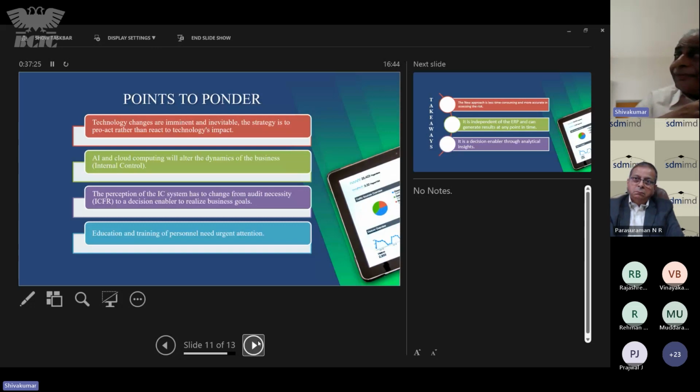Now, the strategy is to be proactive rather than react to technology's impact. Many of the systems, accounting systems and costing systems, or many of the support systems are not fully tuned with the technology impact that is taking place. So we should take into account the technology impact, and accordingly we have to change our internal control systems, and thereby the risk assessments. Then, now there is a lot of talk on artificial intelligence as well as cloud computing. The project I have developed, I am now in the process of putting into the cloud.